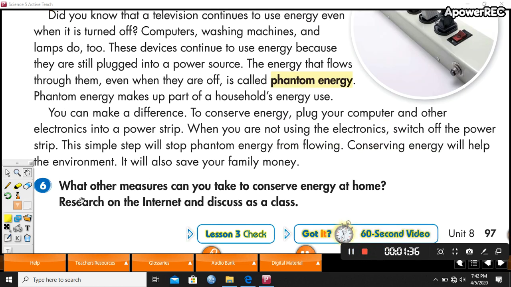Now look at activity 6. What other measures can you take to conserve energy at home? Now, please try to look around your home and see what you can do to conserve energy, to save energy at home. What can you do? Please list and write it down in your textbook.